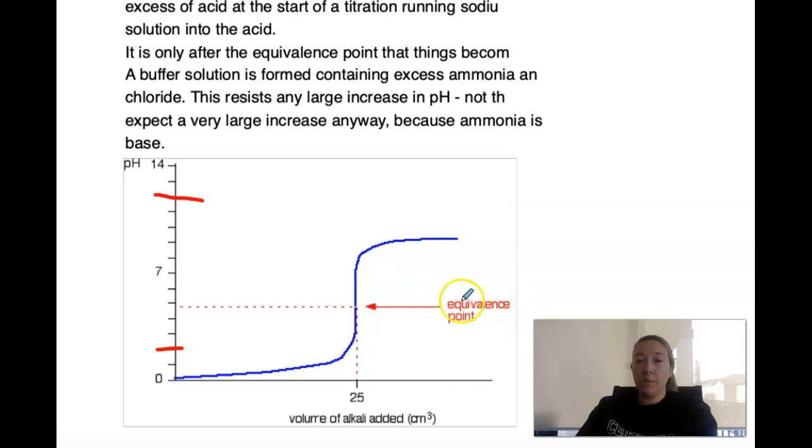And I also see that my equivalence point is not at 7. So I know something has to be weak. I know it's not the acid because the acid started at a super low pH. So it's going to have to be my base, okay? So this is what a strong acid and a weak base curve is going to look like. Between this one and the previous image, the only difference was we changed what we started with in the flask, okay? We were still titrating the exact same chemicals.